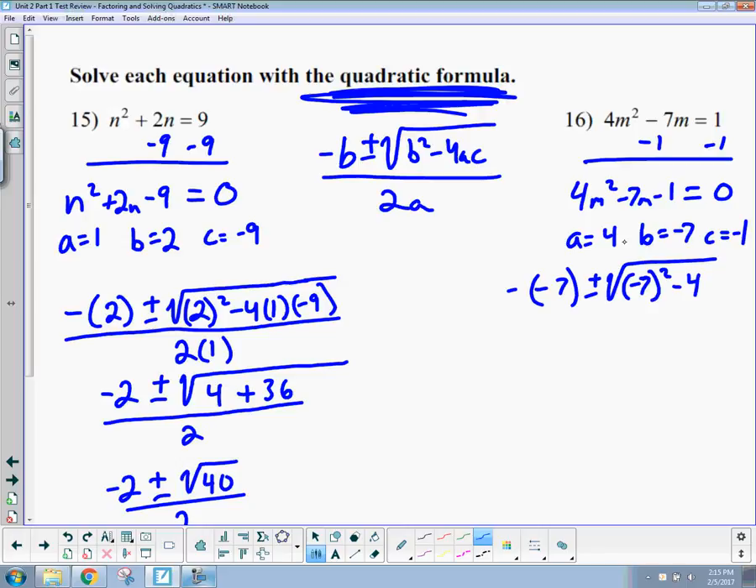Draw your line. 2, 4. Again, I'm going to whittle it down. Negative and negative make a positive.